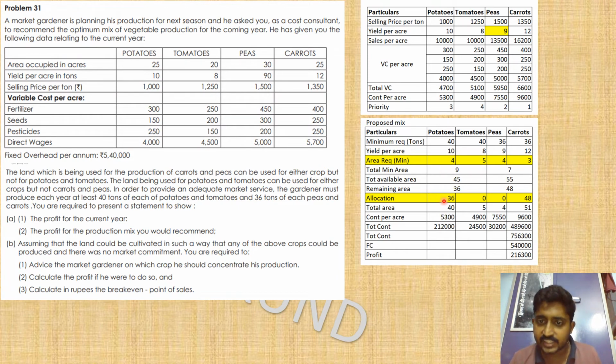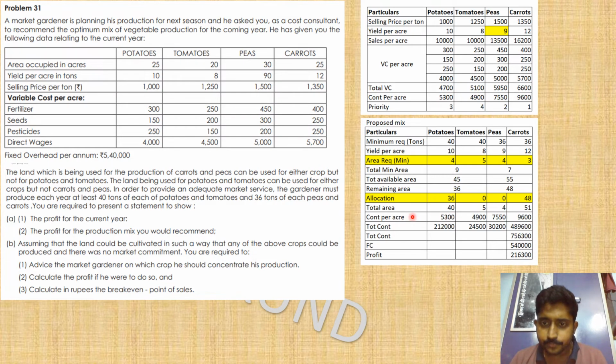So 40 acre for potato, 5 acre for tomato, 4 acre for peas and 51 acre for carrot. This is the total allocation. So please rewind and watch if you have any doubt. This is a very important problem, and if you go wrong here, it is a very crucial step we are doing, and you will not go wrong, I'm sure.